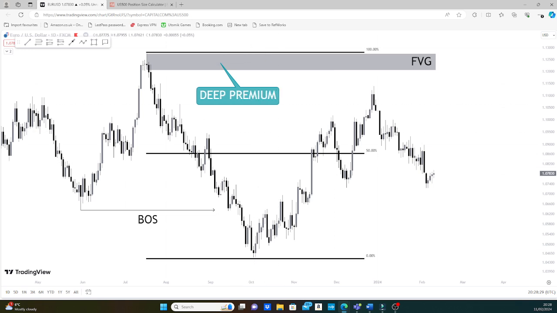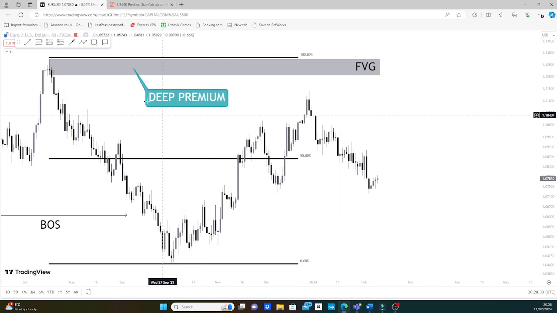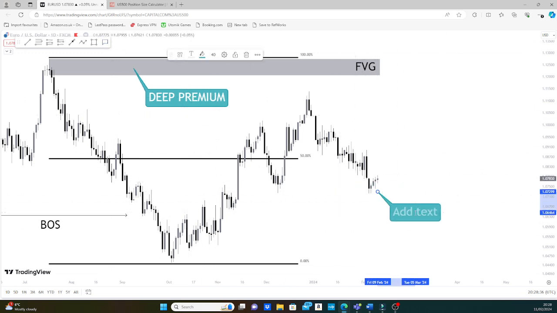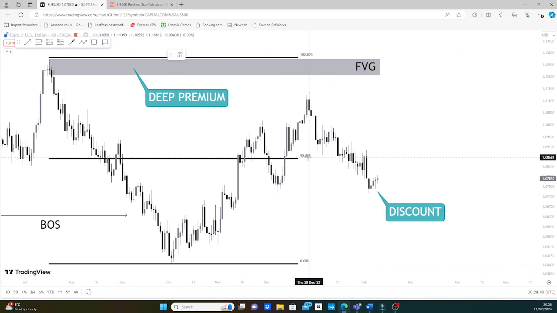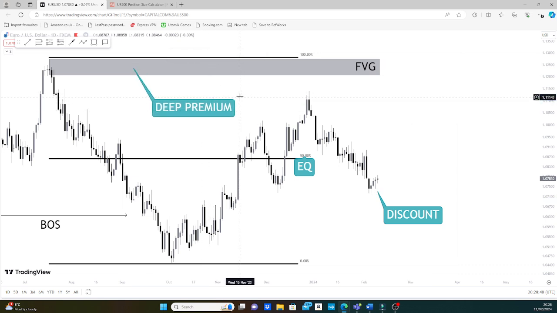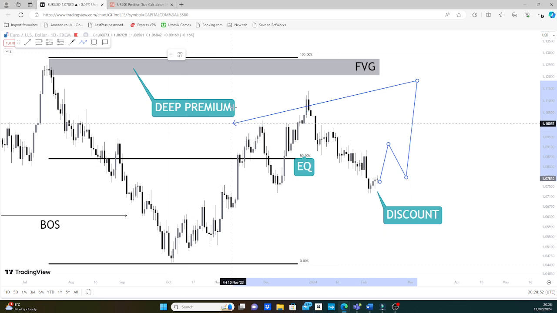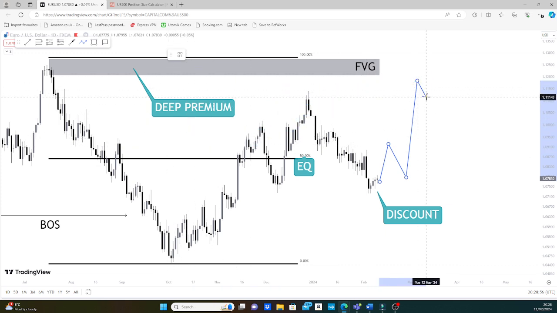Deep premium. So from here, what we know as traders is that we want to trade from discount, because right now we're in discount, aren't we? How do I know we're in discount? Because we're below this EQ over here. This is the EQ in price, or the equilibrium. Anything below that is discount. Anything above that is premium. So we want to be looking for potential buys into deep premium or just premium, targeting any fair value gaps in price before potential sales, right?